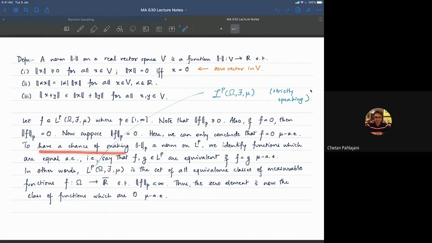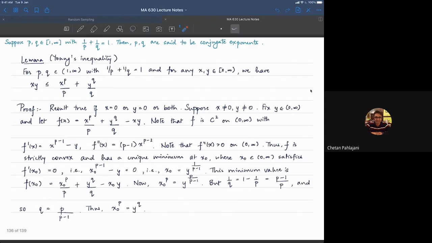So to have a chance of making this symbol a norm, we identify functions which are equal almost everywhere. In other words, we work with equivalence classes. If I have f, g in LP, I will say that they're equivalent if f equals g mu almost everywhere, and then I will blur the distinction between f and g. Put more technically, LP is now the set of all equivalence classes of measurable functions f taking omega to R bar such that this symbol is finite. Now the 0 element is not the function which is constant 0, but the function which is 0 almost everywhere. And so this is indeed the 0 element, and property 1 is going to hold.